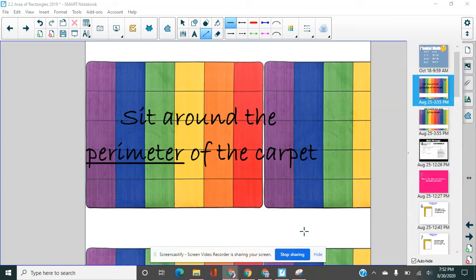Hello, fourth graders. Welcome to lesson 2.2. Today we're going to talk about the area of a rectangle.